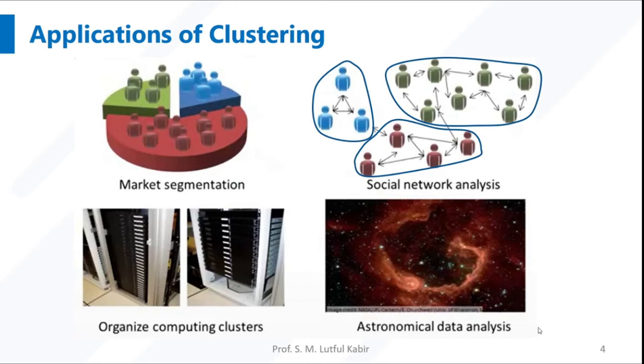Similarly, in astronomical data analysis, we follow unsupervised learning because there are lots of stars in the sky, and you cannot say which star belongs to which galaxy. Some stars are visible, some stars are not visible, but scientists can find the location of the stars even if they are not visible. So the clustering of these stars or objects in the sky falls under unsupervised learning because in this case you are clustering the objects into different groups.